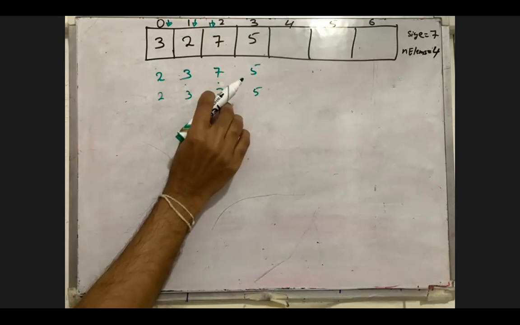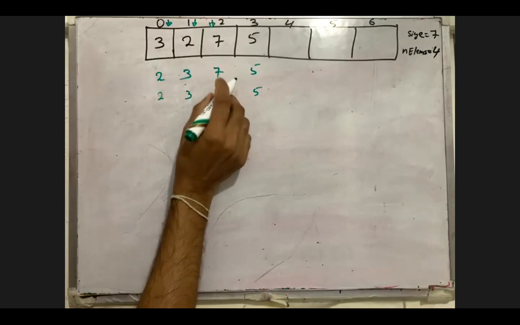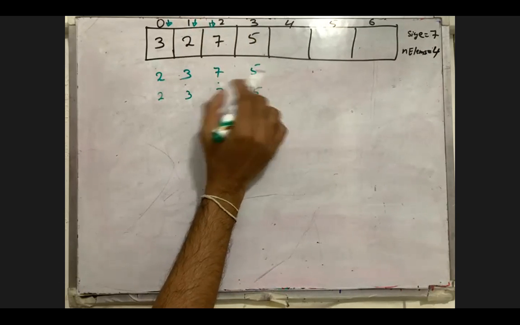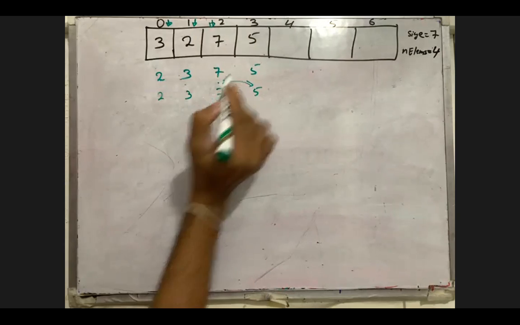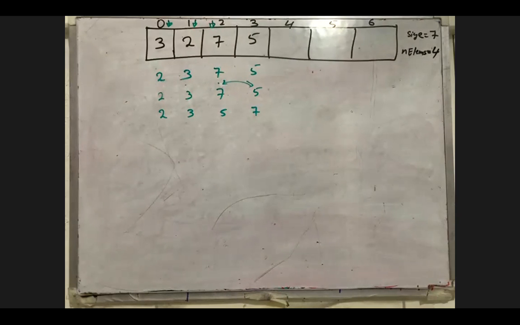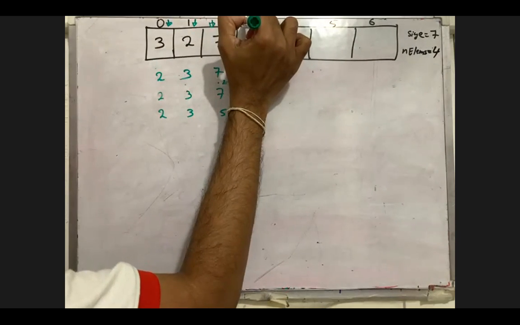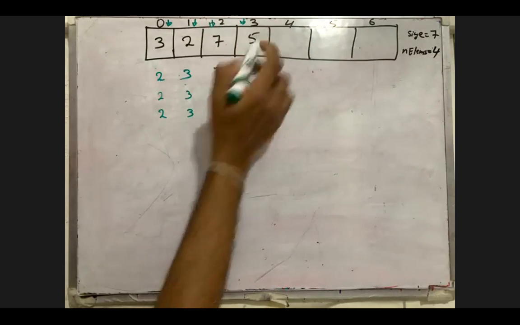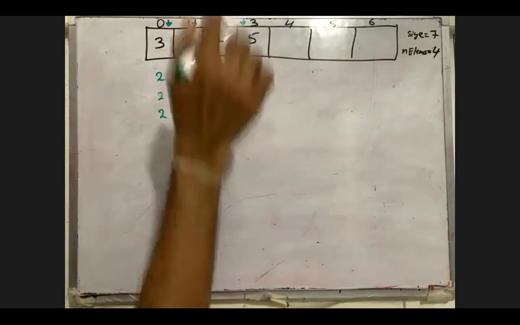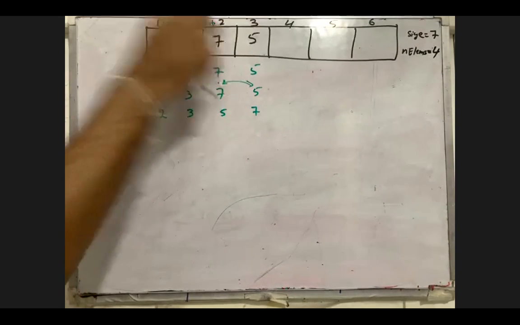7. Now it is checked with the next one. Now you are in the second location, 7 and 5. 7 is larger, therefore you need to swap. Therefore, 2, 3, 5, and 7. Okay. Do you need to go to the next one? If you go to the next one, what happens? You are going to compare with an empty value. Do we need to compare with an empty value? No, therefore do not go to the last element. Stop before the last element.